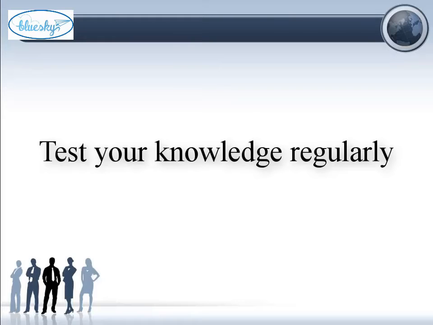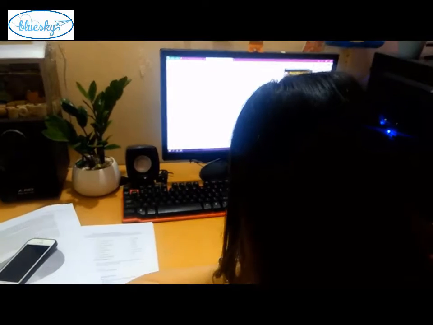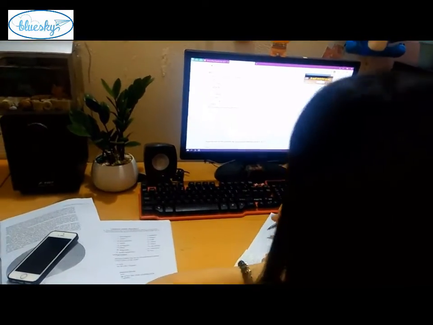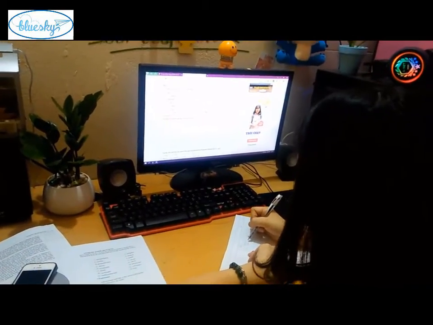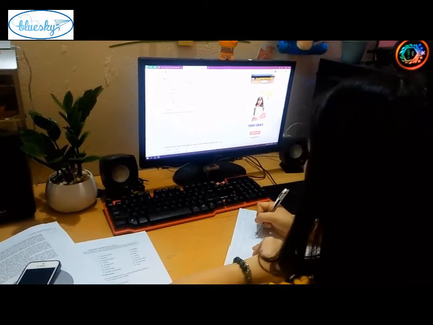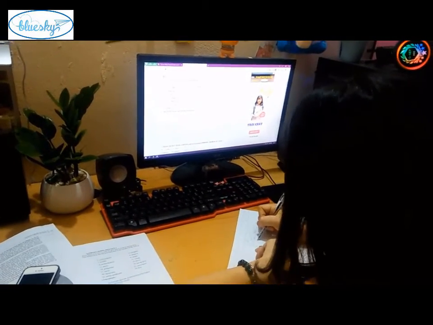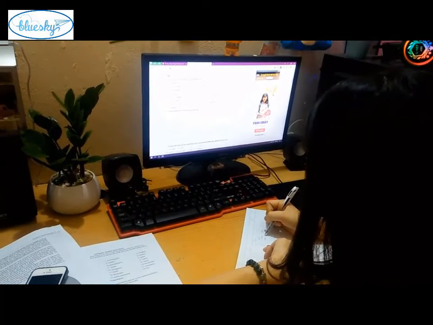Thirdly, test your knowledge regularly. Not all of your knowledge is always tested by others. So, to make your learning effective, you must know how to test your knowledge by taking short tests, listing main contents, and making thinking maps.